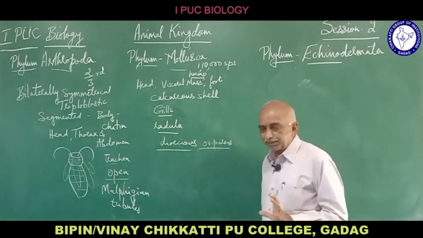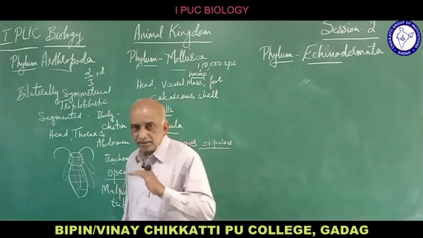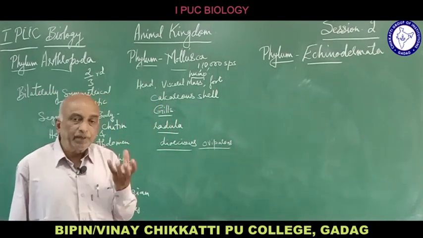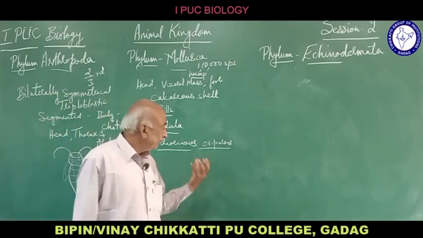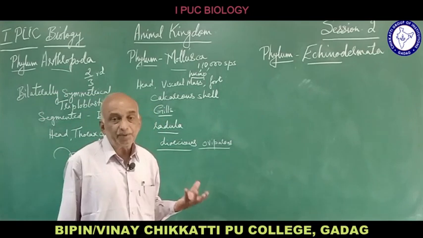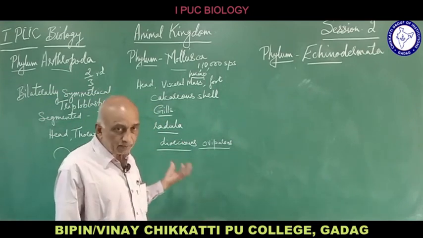It is not actually a fish, but the word is referred to like this. Cuttlefish and even the pearl oyster. So the pearls which are found in the sea, they are from that animal, the pearl oyster. And then the octopus, which is commonly called the devil fish, that is also coming under this.